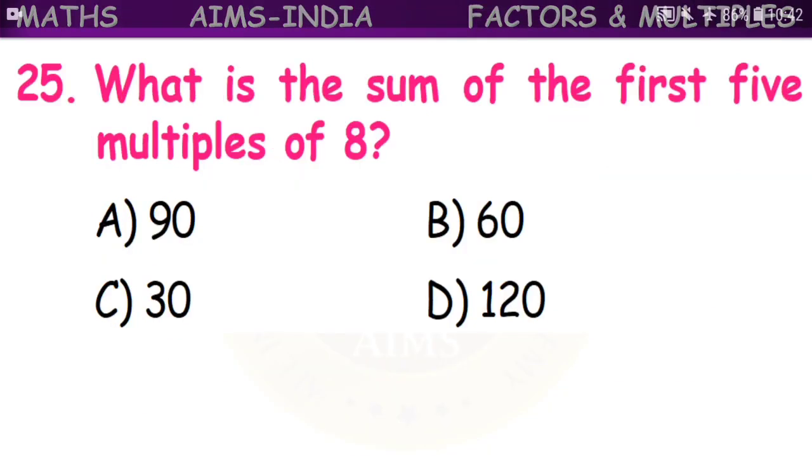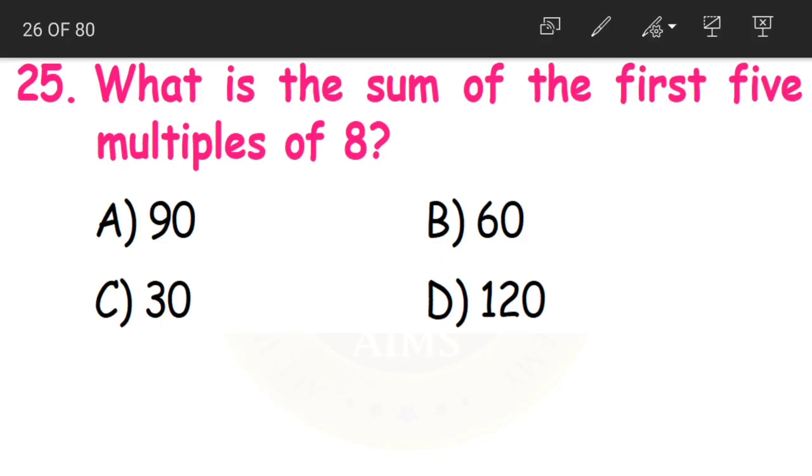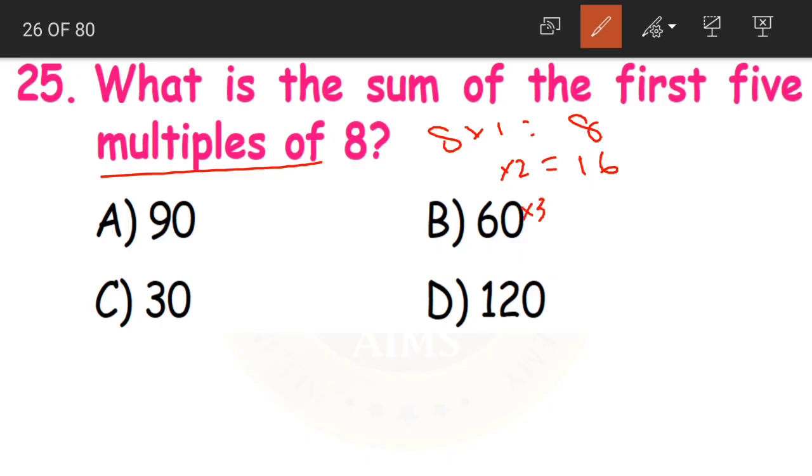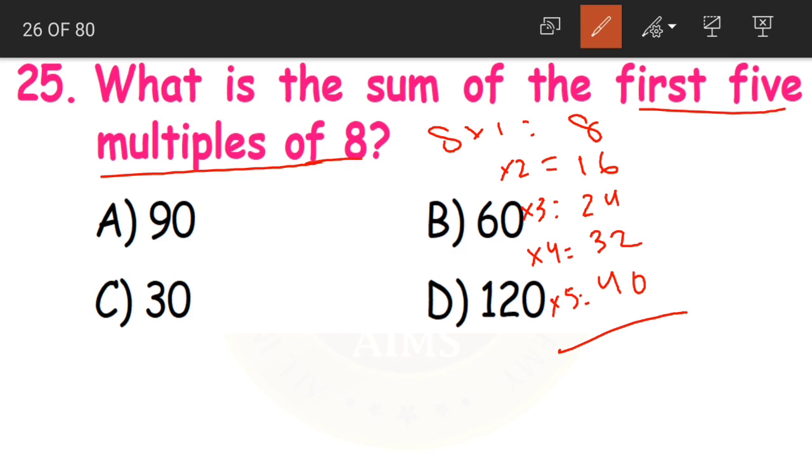Next question. What is the sum of the first 5 multiples of 8? Now what are the multiples of 8? How will we get them? 8 ones are 8. 8 twos are 16. 8 threes are 24. 8 fours are 32. 8 fives are 40. So what are these? These are our first 5 multiples of 8.